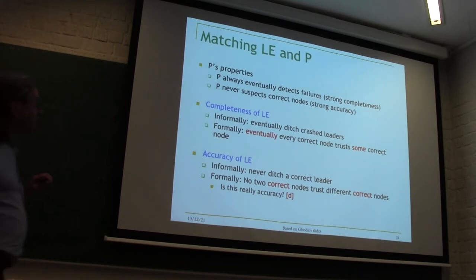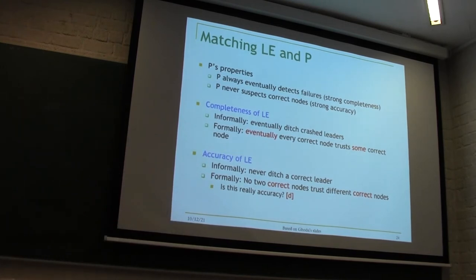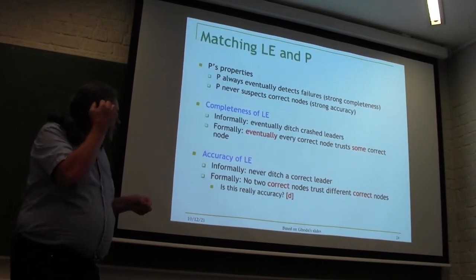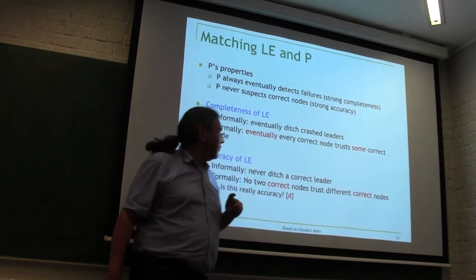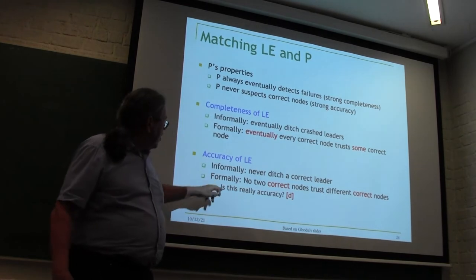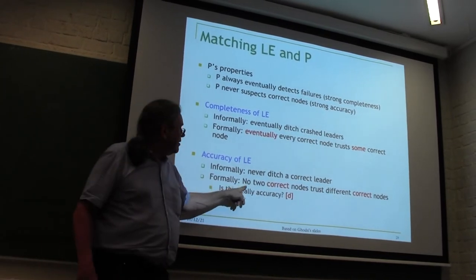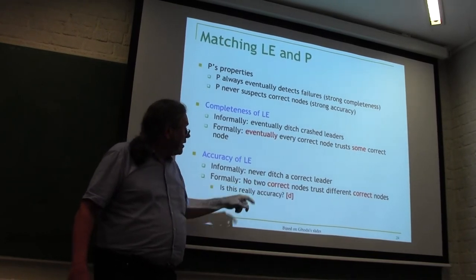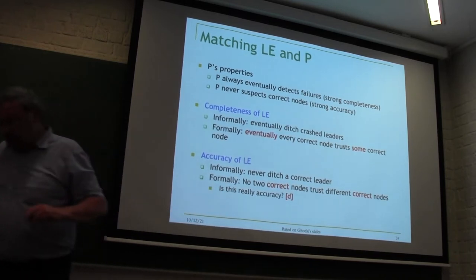Leader election also has an accuracy property. All the nodes have to pick the same leader, of course. If I have 100 nodes and five of them crash, all of the remaining 95 have to pick one of those 95. So formally, no two correct nodes trust different correct nodes, so they will not pick different leaders. Informally, never ditch a correct leader. That means once you pick a correct leader, you will not change that and pick the wrong one. So this is an accuracy property, because you can break this if you have two correct nodes trusting different leaders. I don't want to go too much into detail, but it's an accuracy property.